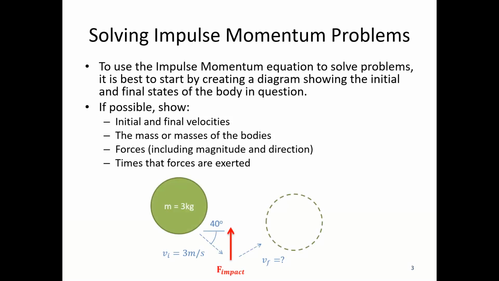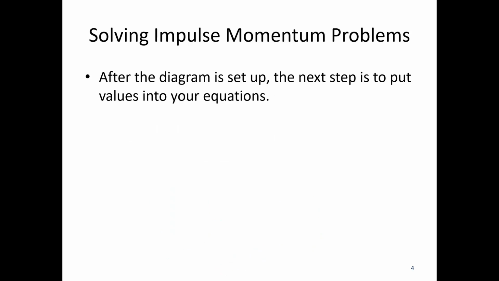Each of those pieces are going to go into the diagram. So below is an example of a diagram I might use for a problem. So I might have some mass, it's got some initial velocity and the angle with that. I have an impact force, I don't necessarily know the time. And then the final velocity might be my unknown in this setup. So if possible, you want to start with these diagrams. It always helps to put everything together and get it ready for the next step, which is the equations.